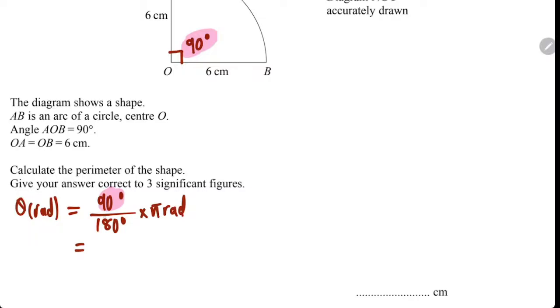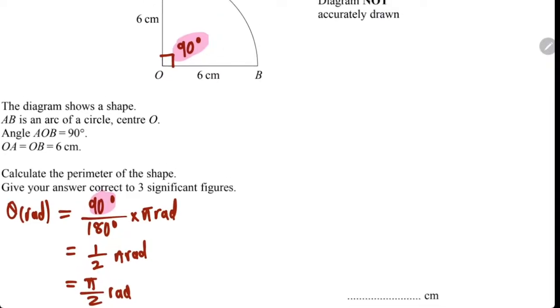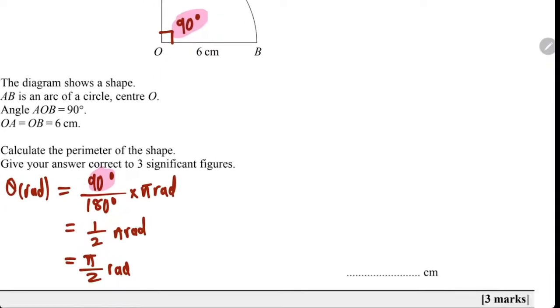What will you get here? 90 into 90 is 1, 90 into 180 is 2. So it's 1 over 2 pi rad, which is the same as pi times 1 is pi. So it's pi over 2 rad, because pi will multiply the top here. So there we have it. It's pi over 2 rad.